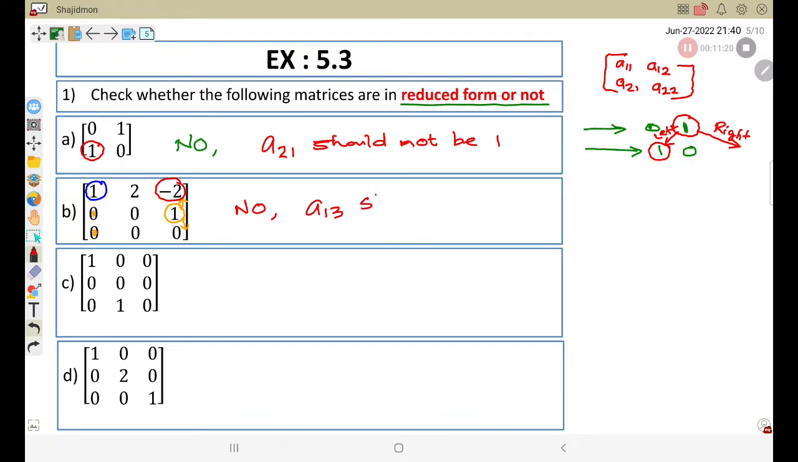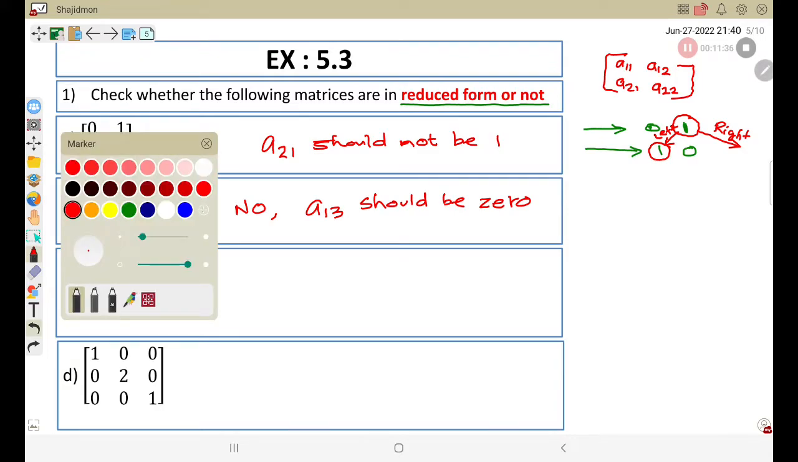A13 should be 0. So this is not in reduced form, correct? So that is the simple reason. Only just highlight the number, which number is wrong. So we can write that number is not correct. Okay, now we will go to the C part of the question.